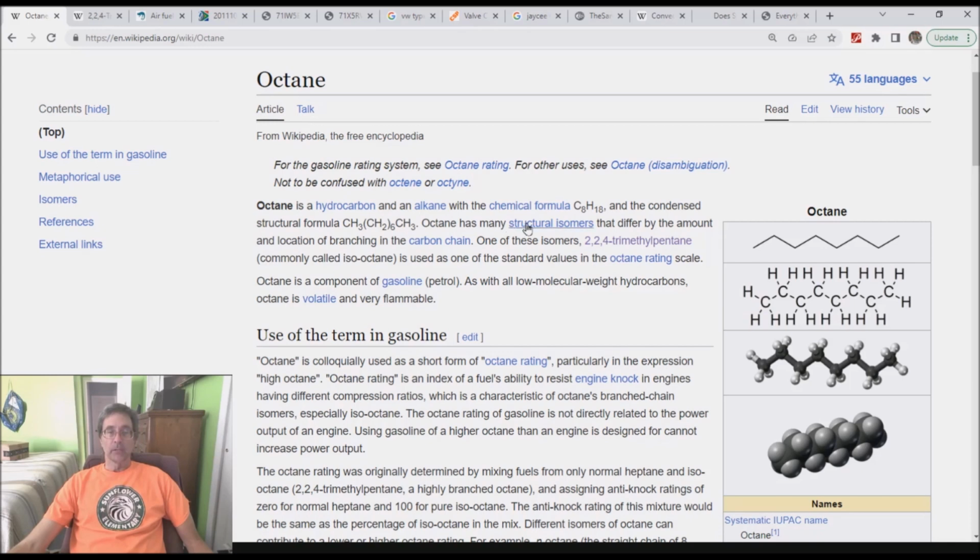Octane has many structural isomers that differ by the amount and location of the branching of the carbon chain. One of these isomers, blah, blah, commonly called isooctane. So a single isomer of octane is called isooctane.